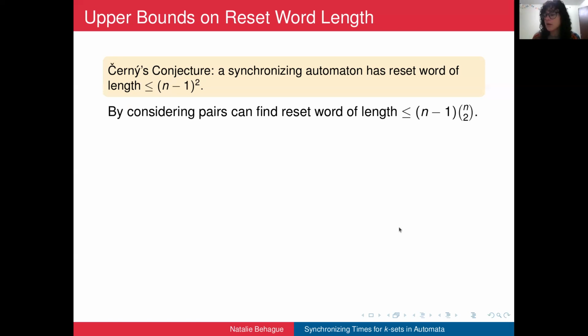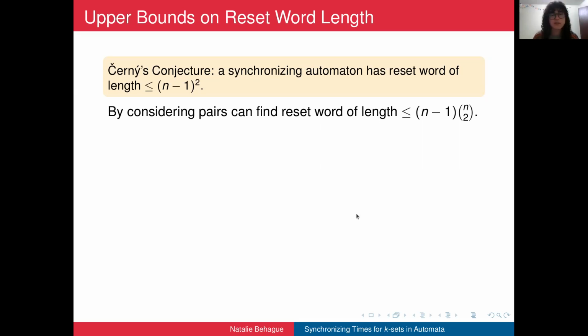And how long could the shortest such word be? Well, worst case scenario, your pair of states has to pass through every single other pair of states before you can map it down to a singleton. So even the worst case pair of states only takes n choose 2 steps to get mapped down to a singleton, because you just maybe have to pass through every single other pair before you get down to a singleton.